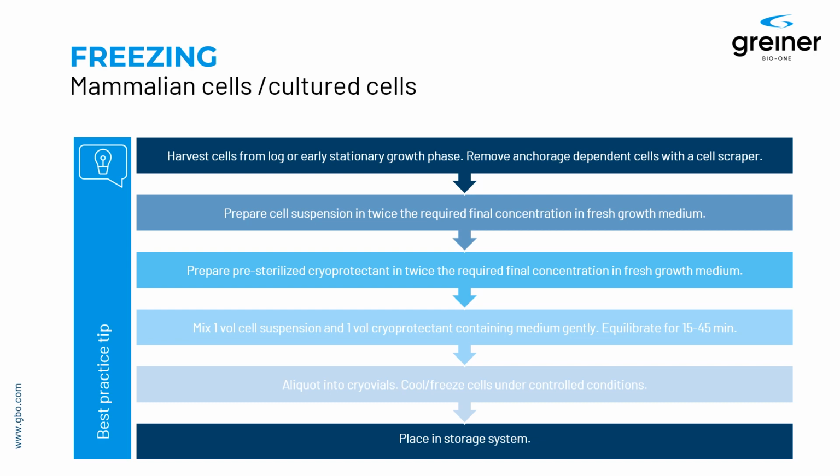Here you see a recommendation for a workflow for freezing down mammalian cells or cultured cells. First of all, you should harvest these cells from log or early stationary growth phases, and you should also remove anchorage-dependent cells with the cell scraper. You should prepare the cell suspension and your pre-sterilized cryoprotectant in twice the required final concentration, always in fresh media, as I already told you about earlier. And then you should mix 1 volume of your cell suspension with 1 volume of your cryoprotectant. Let everything equilibrate for 15 to 45 minutes, then aliquot into cryovials, cool and freeze as discussed earlier, and place everything in your storage.